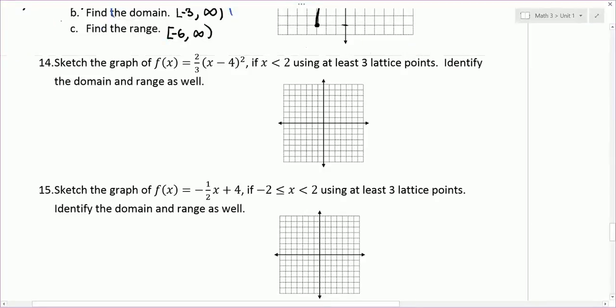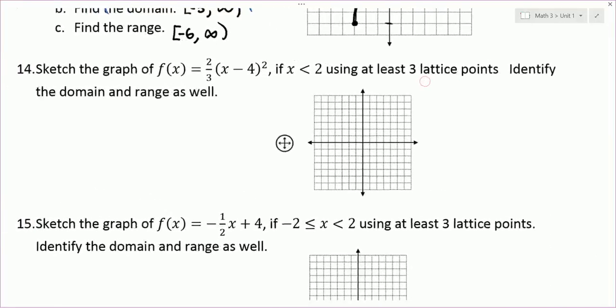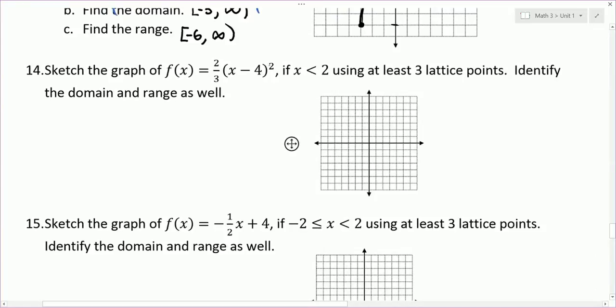Sketch the graph of f of x equals 2/3 times (x minus 4) squared, if x is less than 2, using at least 3 lattice points. Okay, so what kind of function is this? This is a parabola. This is a quadratic function. It's going to give us a graph of a parabola. It's not the parent graph.